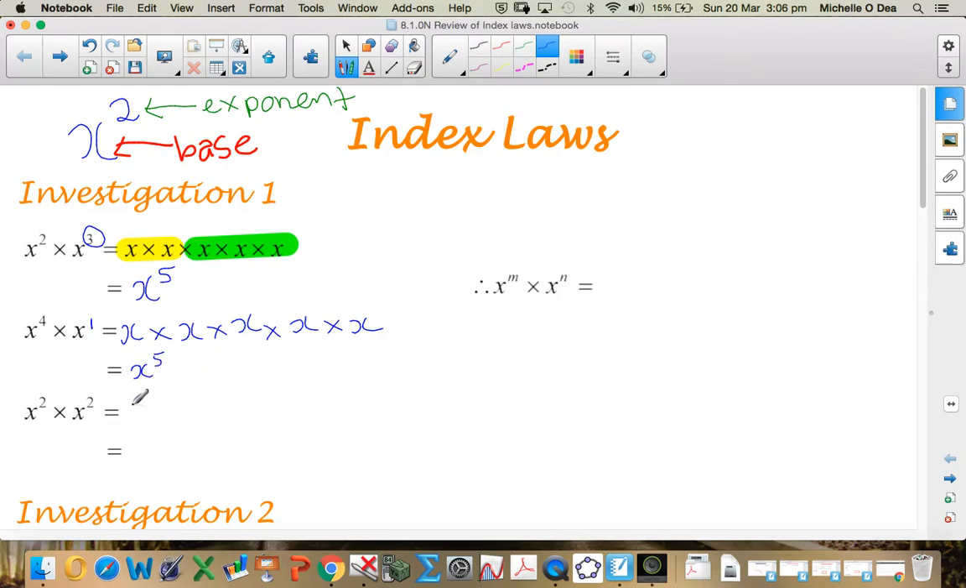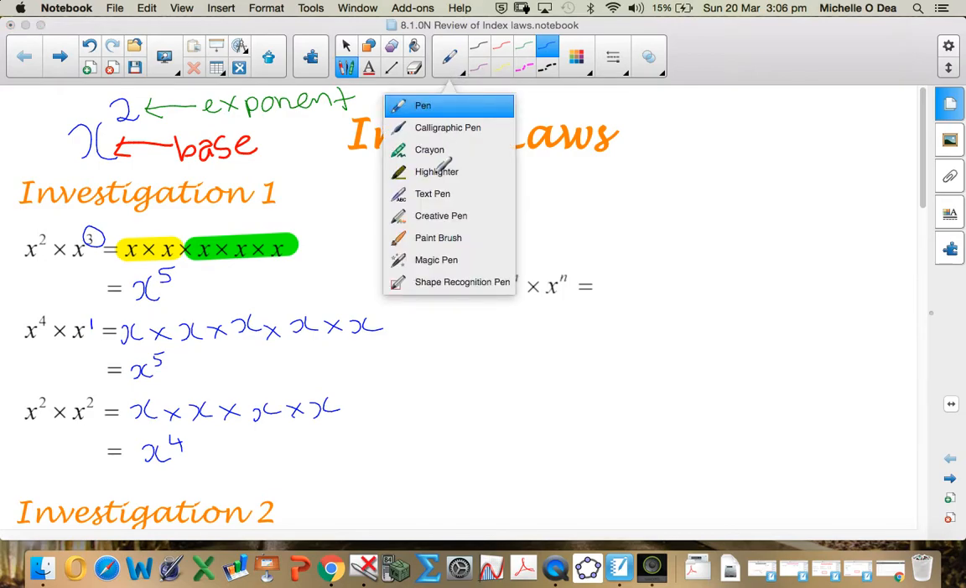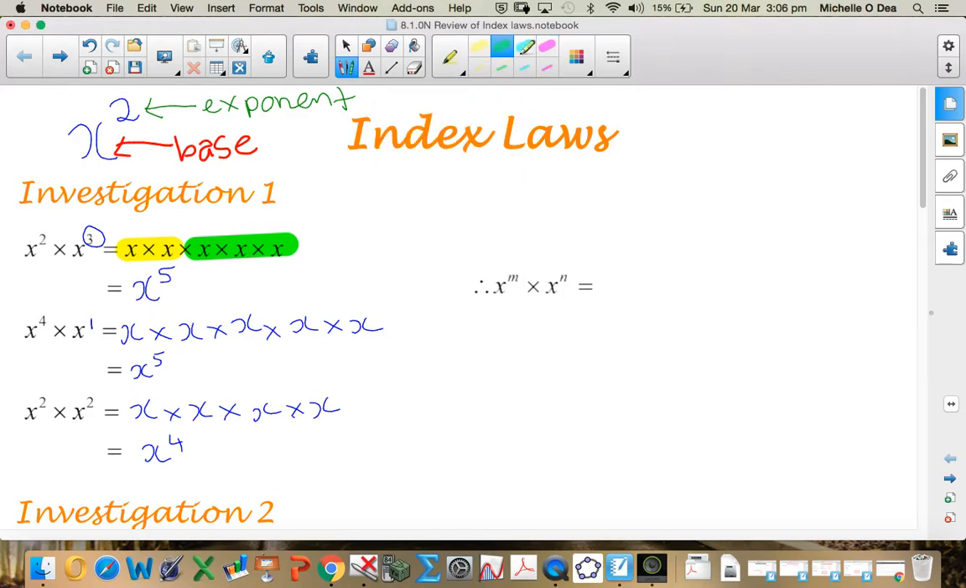Similarly, if we do it here, x squared, as we know, means times by itself twice, and then multiplied by another x squared, so x times x again. Then to write that in a shorter way, we've got 4 x's multiplied together, so we write that as x to the power of 4. Obviously we don't want to have to write this every single time the big long way. That's a little bit time consuming.